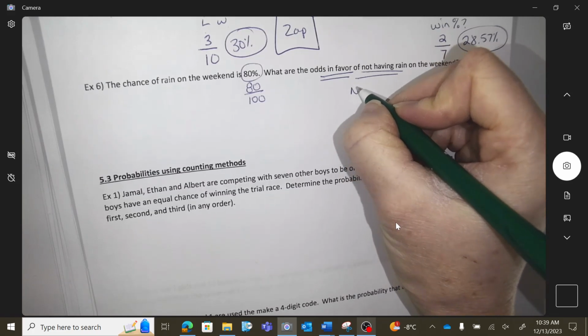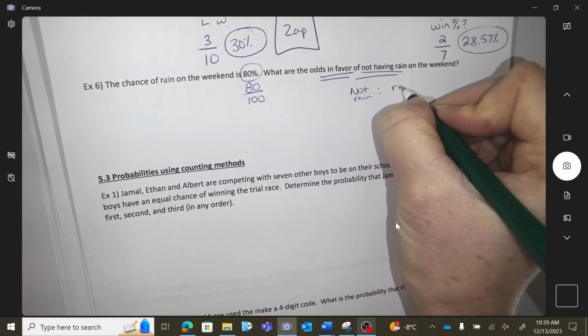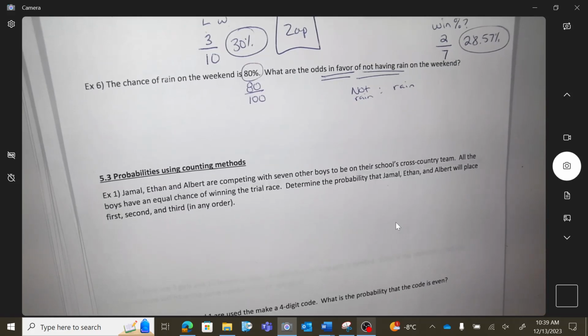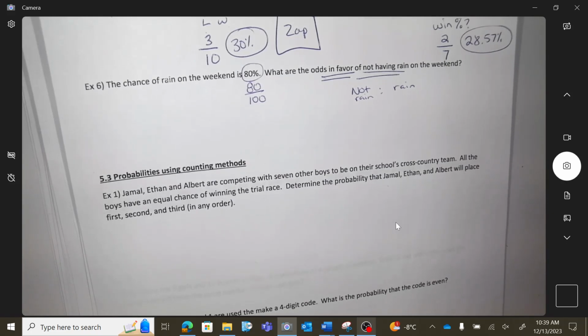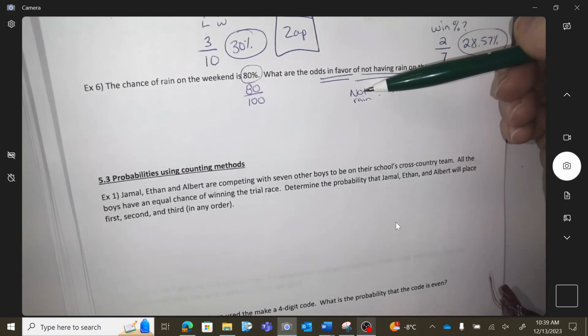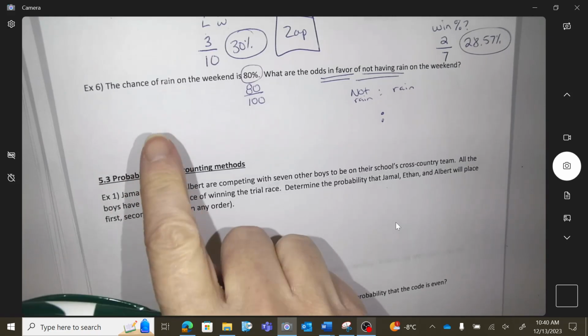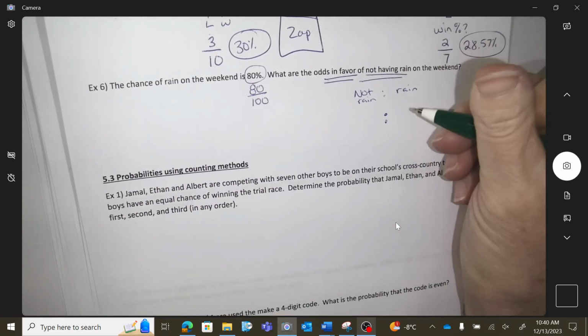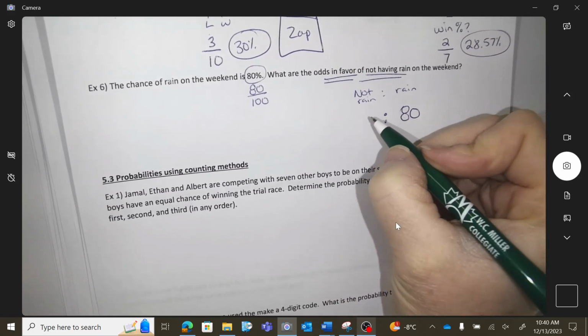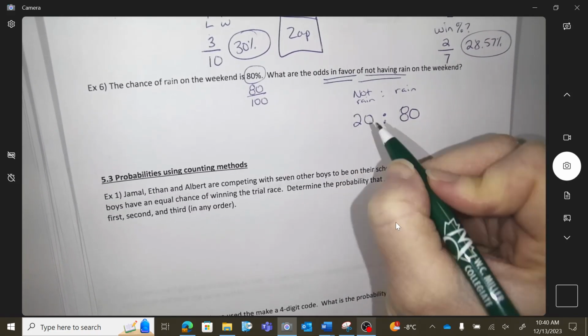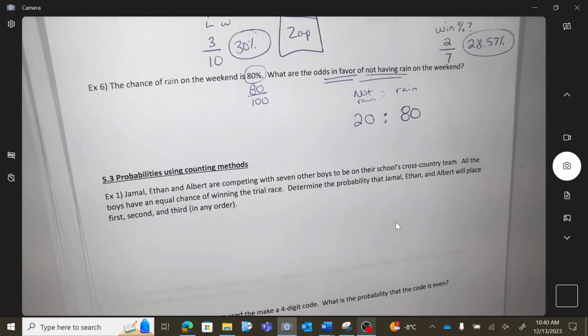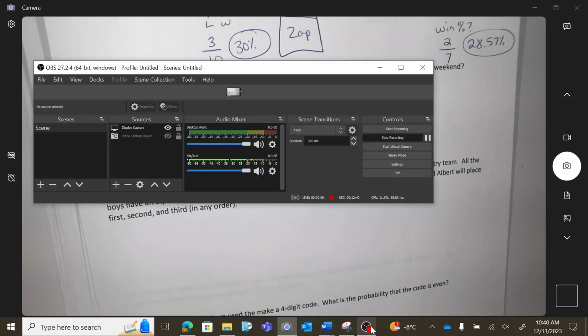Odds in favor of not having rain. So what do we want to write first then? The not rain to the rain, right? So you want in favor of not rain first to the rain. Okay, so what do you get there? The chance of the rain is 80. So then the chance of not rain is 20. That was a horribly worded question on my end.